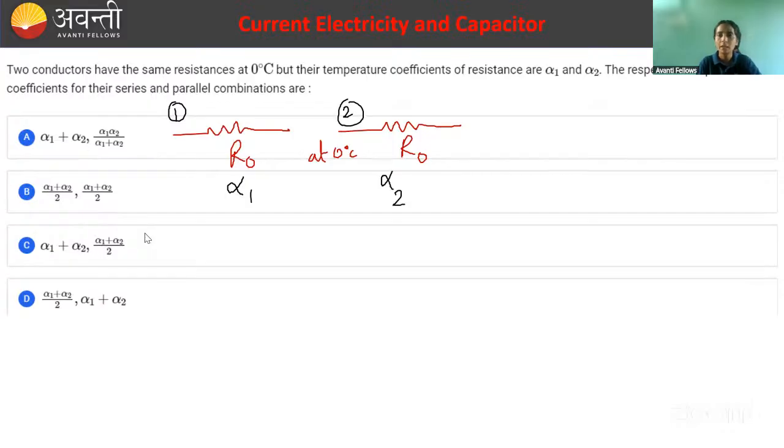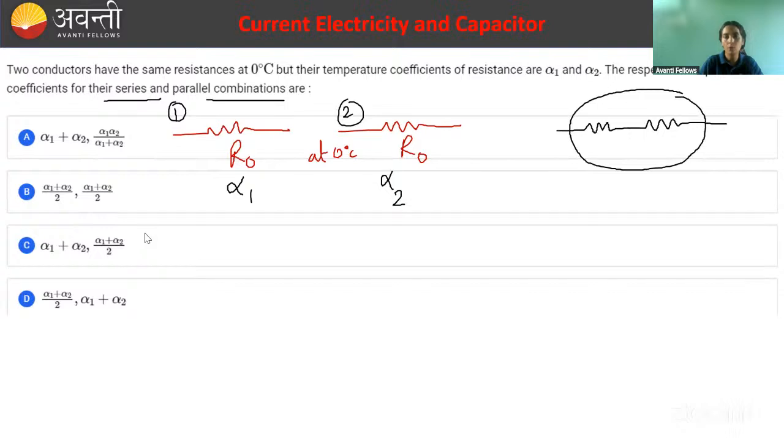Now the respective temperature coefficient for their series and parallel combinations are what? So the question ये हमसे पूछ रहा है कि if you are going to join these two resistors, let's say we are joining them, this combined rod will have what value of alpha? This is the question. So we cannot directly write कि ये alpha 1 plus alpha 2 होगा. We need to follow certain concept things, right?